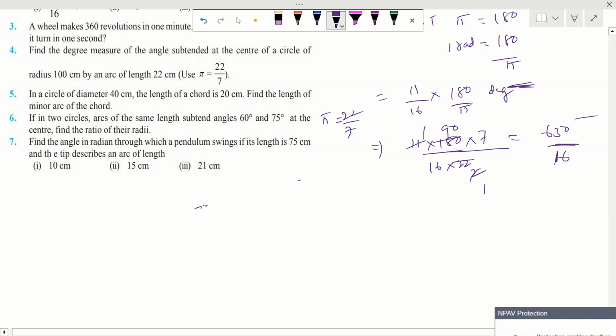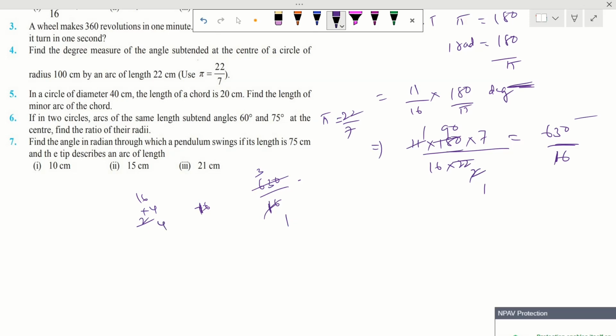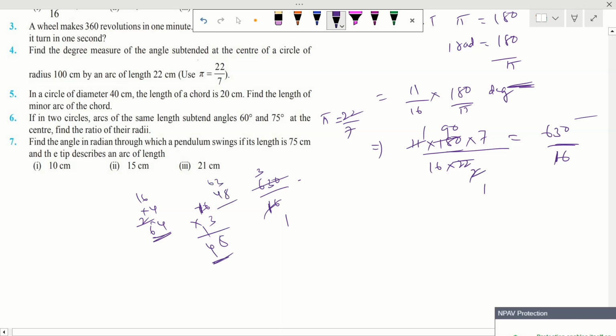Here we got 630 divided by 16. So we have to divide this 630 by 16. 16 fours are 64, which is more, so we take 16 threes. 3 sixes are 18, 3 ones are 48. 63 minus 48 is 15. So 15 remains, which means 150 here.